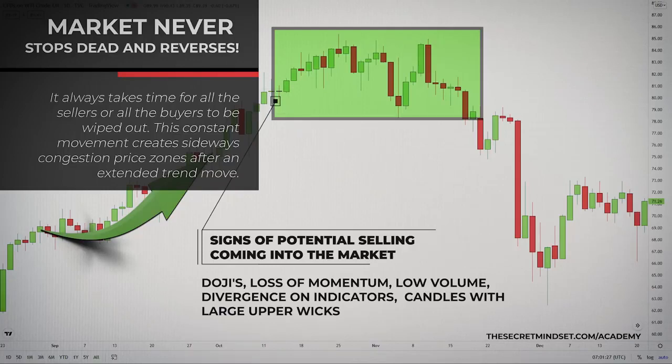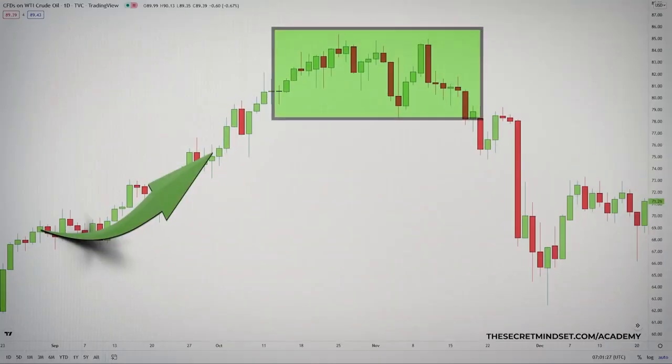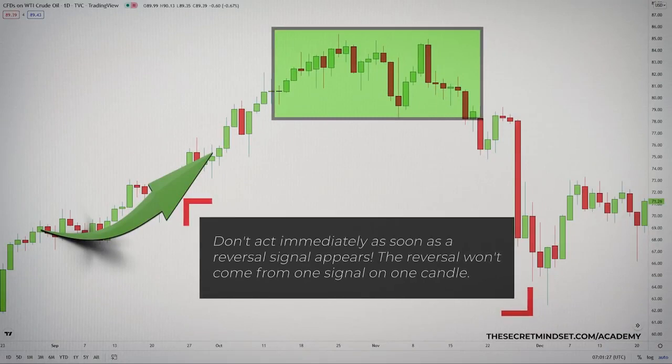And it's the constant movement which creates the sideways congestion price zones that we often see after an extended trend move, higher or lower, accumulation and distribution zones in Wyckoff terms. The moral here is not to act immediately as soon as a reversal signal appears. The reversal will come, but not instantly from one signal on one candle.